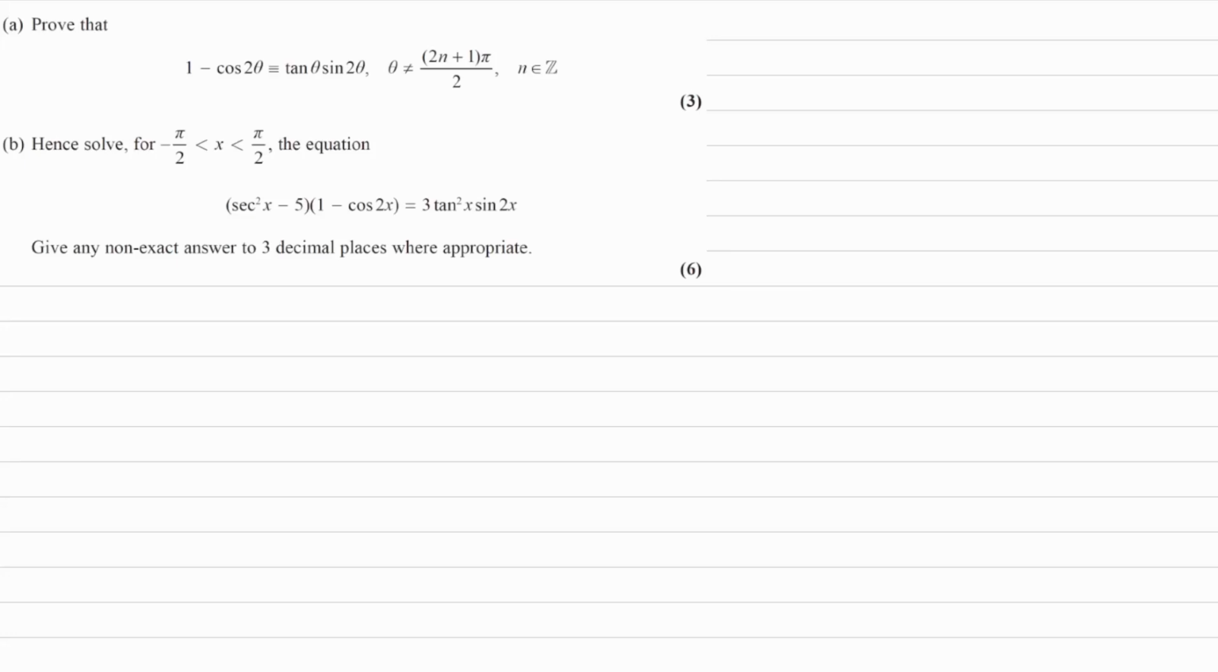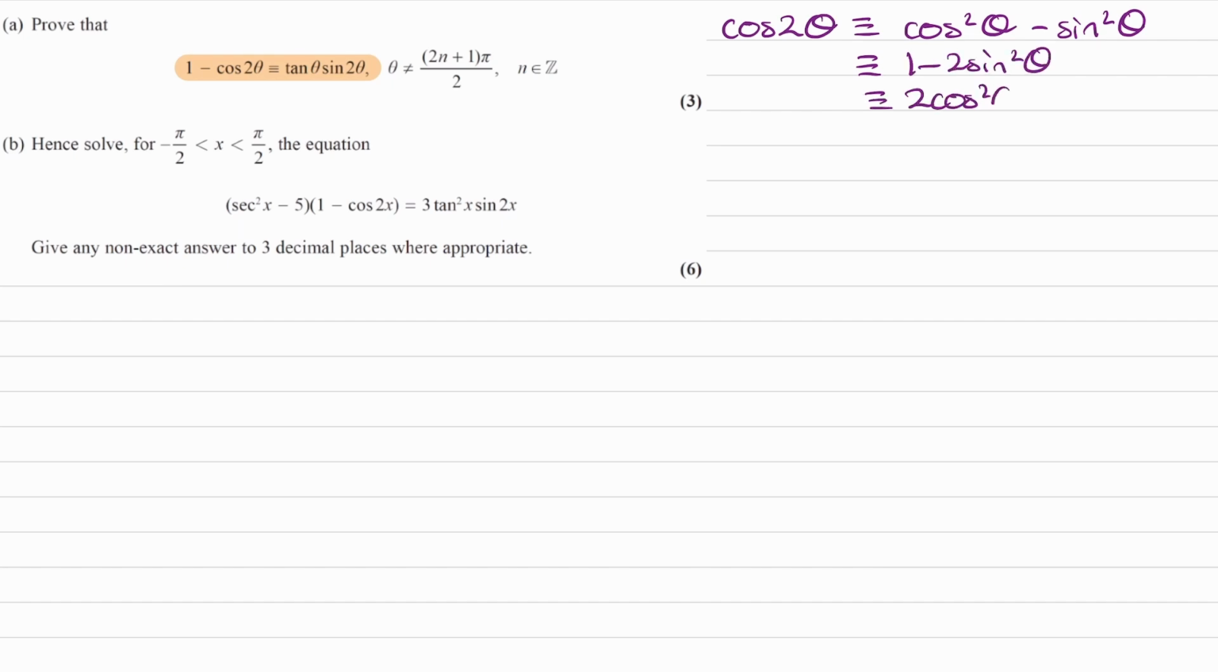We're trying to prove that 1 minus cos 2 theta is equal to tan theta sine 2 theta. So cos 2 theta can be expressed in three different ways: cos squared theta minus sine squared theta, 1 minus 2 sine squared theta, or 2 cos squared theta minus 1. So we need to think about which one of these three things we are going to use to replace this cos 2 theta.